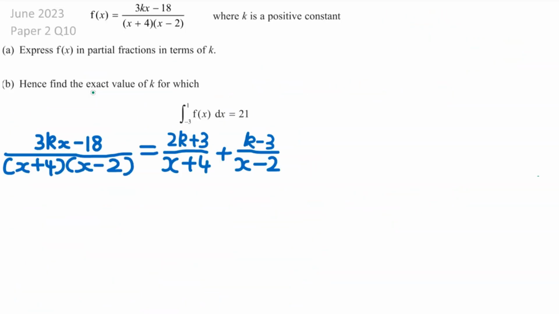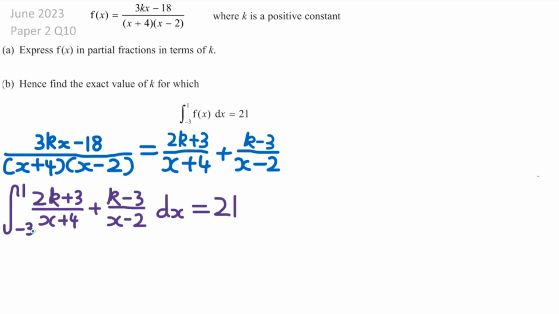Okay, and then for part B, we need to find the exact value of k for which the integral between minus 3 and 1 of this fraction here is equal to 21. As we showed in part A, this fraction can be split into these partial fractions here, so we can rewrite this question as: find the value of k when the integral between minus 3 and 1 of these partial fractions here is equal to 21, and therefore it's a lot easier to do.